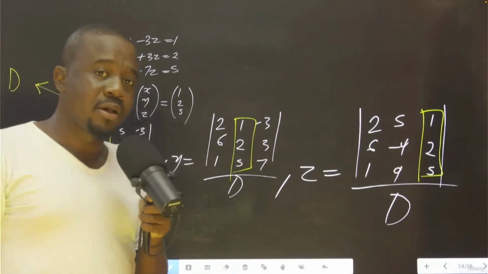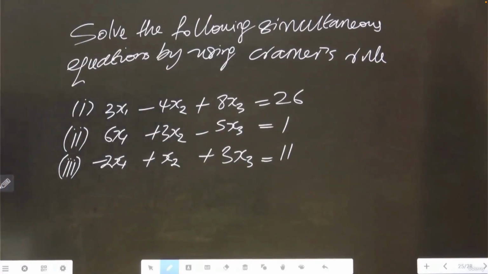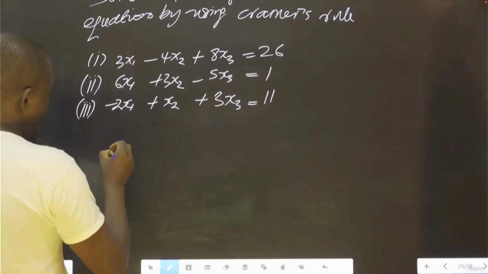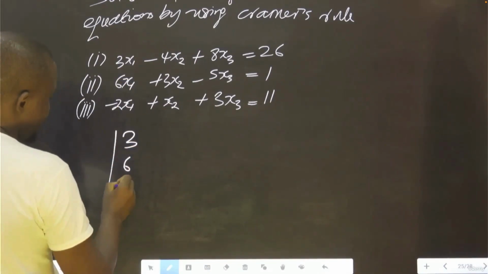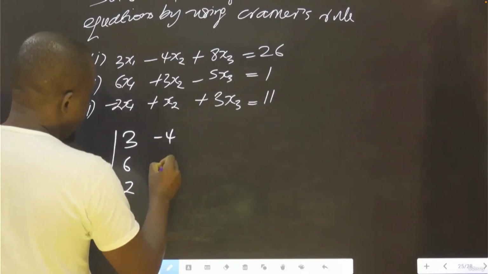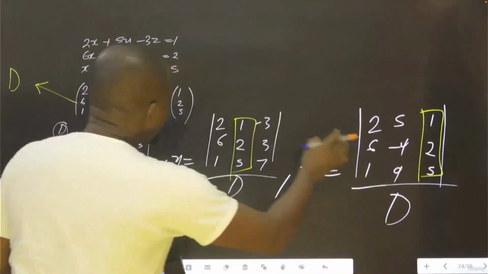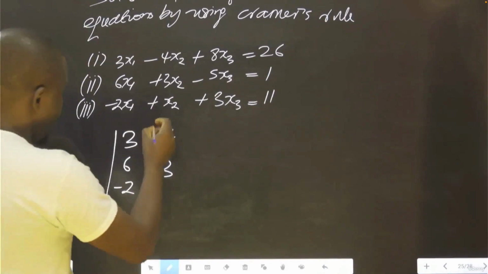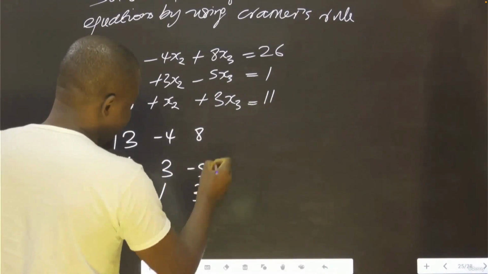With this now, let's look at this example. Solve the following simultaneous equations by using Cramer's rule. So the first thing we need to do is to come down and put this: 3, 6, minus 2, minus 4, 3. I'm just going straight to solve it. I'm not going to arrange them like this again. I'm dropping this, okay? 1, 8, minus 5, 3. This is the first thing I need to do.